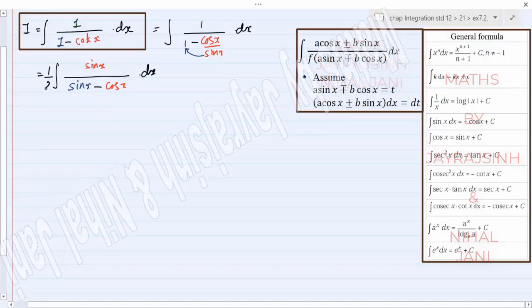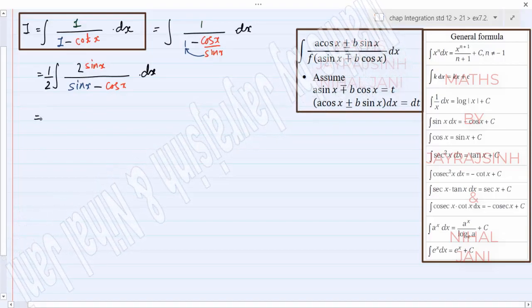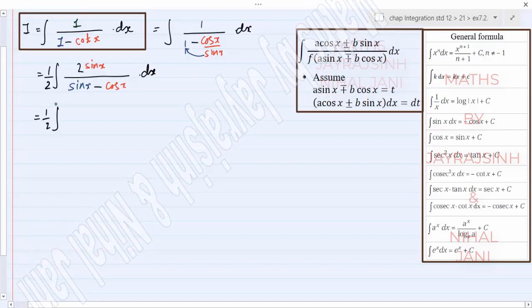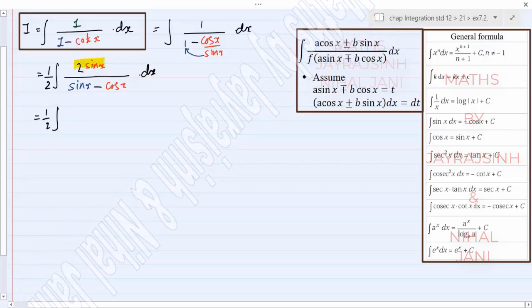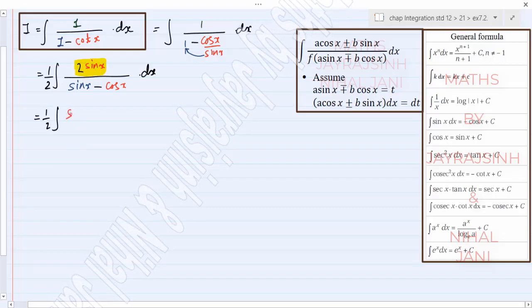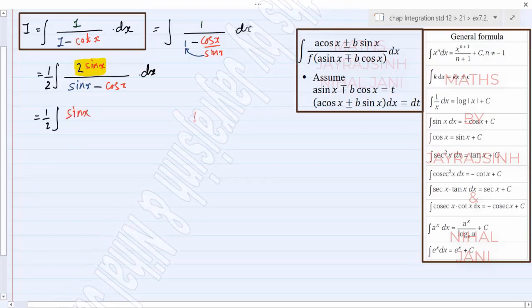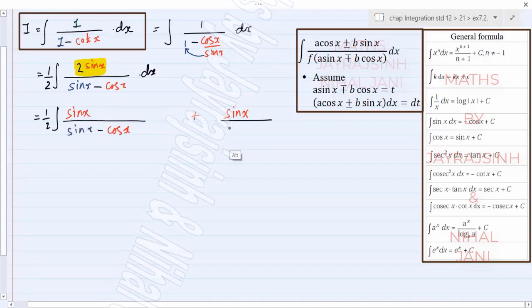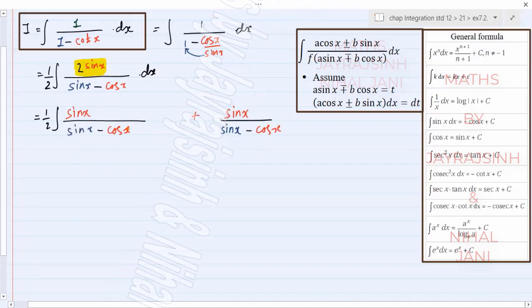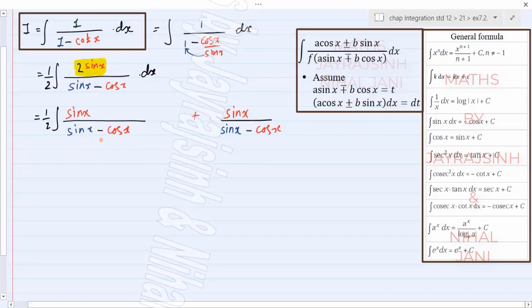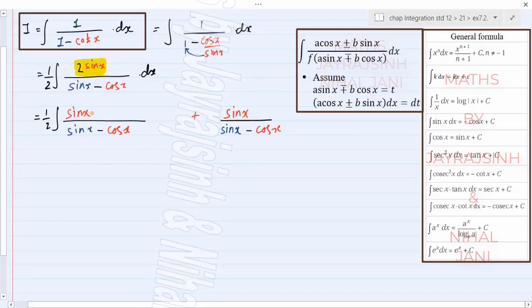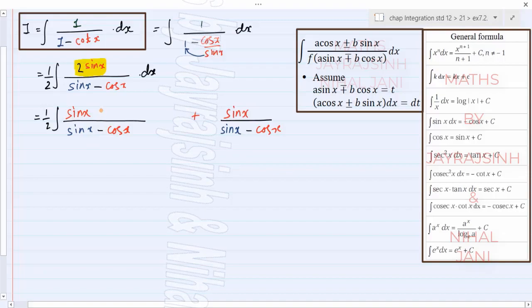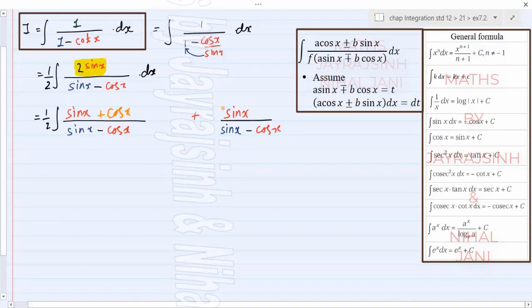Now let's multiply and divide by 2. So we can split this 2 sin x as sin x plus sin x and individual denominator. So we need to set the differentiation of sin x minus cos x. We already have sin x. So let's add and remove cos x.